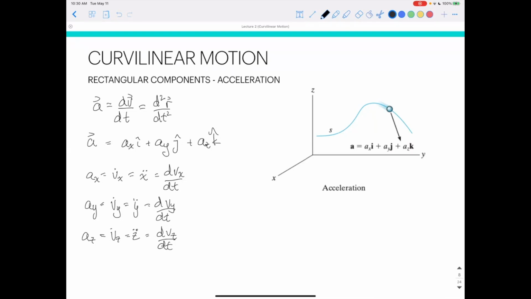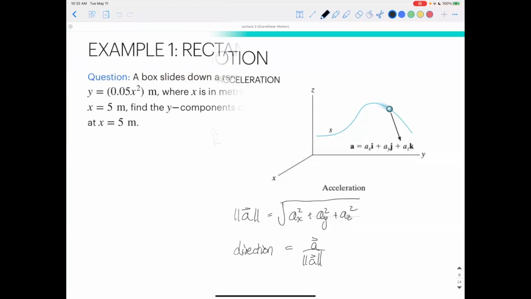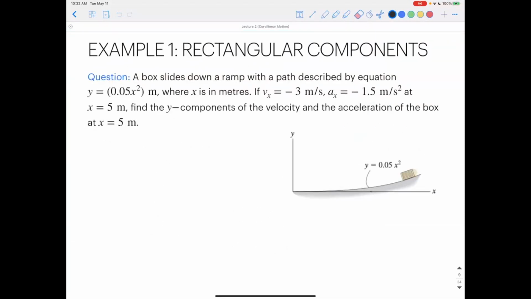So again, we do the same thing with magnitude. Total magnitude of our acceleration is ax squared plus ay squared plus az squared, all to the power of 1/2. And we can write the direction as the vector a divided by its magnitude. So we've talked about position, velocity, acceleration. Now let's work an example.